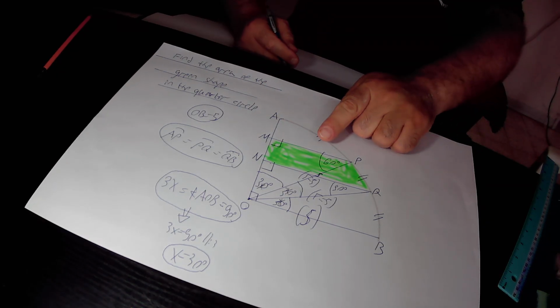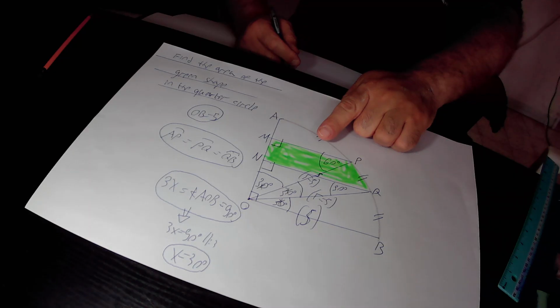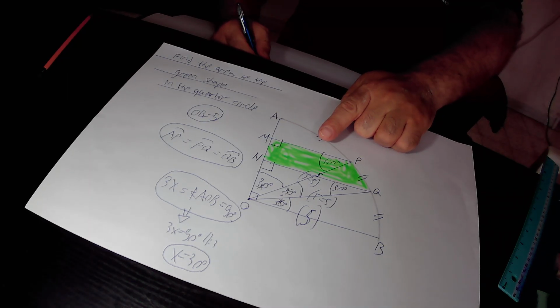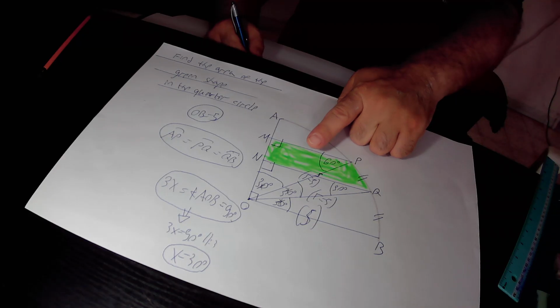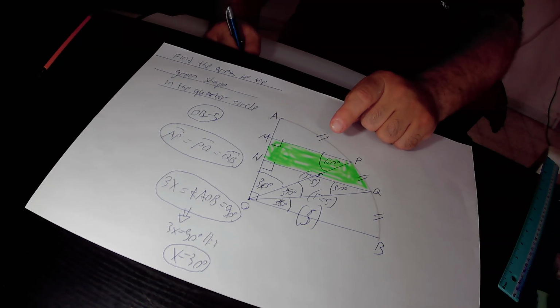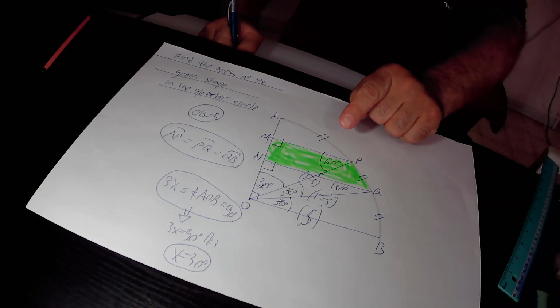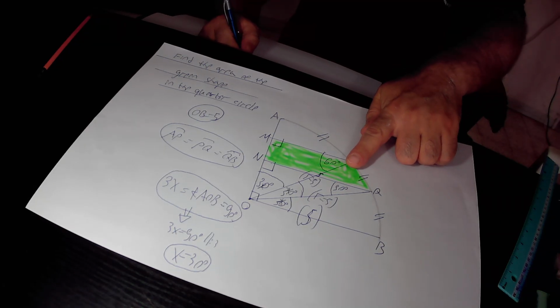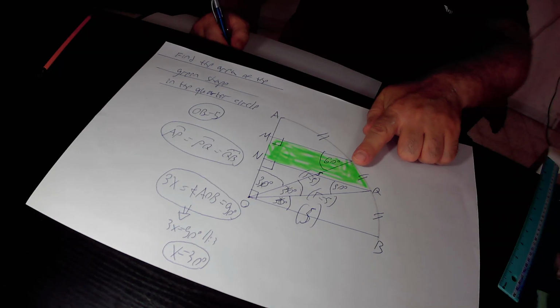The area of the right triangle NQO is equal to the area of this right triangle NSO plus the area of this triangle SOQ.